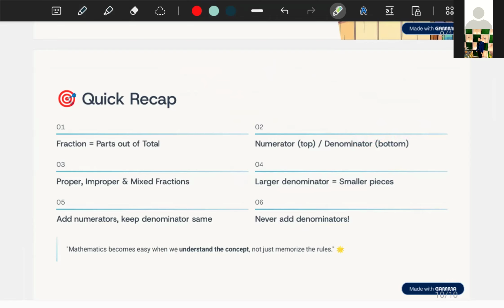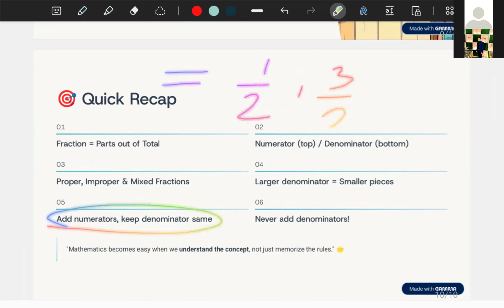Suppose we take another example, 1 by 2 or 1 by 7. We can't say that 7 is greater than 2, so 1 by 7 is greater. No, 1 by 7 has a greater denominator, which means it is smaller than 1 by 2. The greater the value of the denominator, the smaller the number will be. And then, add numerators, keep the denominator the same. When we have the same denominator, like 1 by 2 and 3 by 2, simply add the numerators 3 plus 1, 4, and keep the denominator as it is.